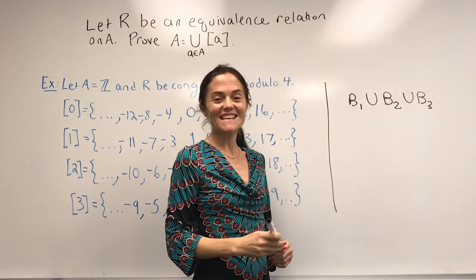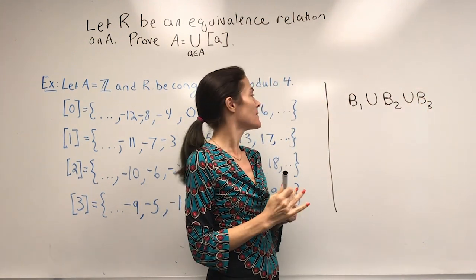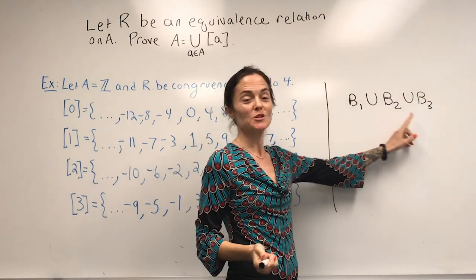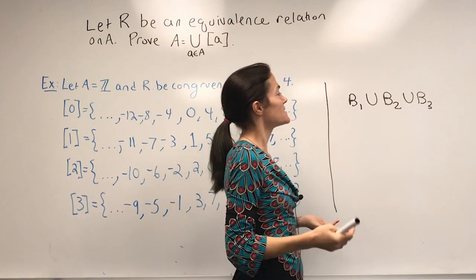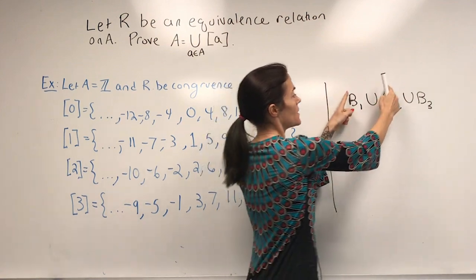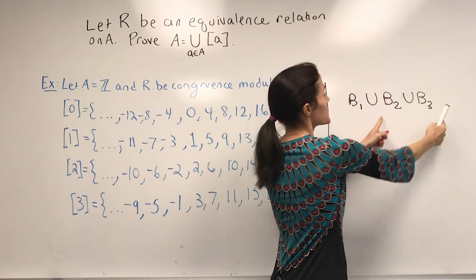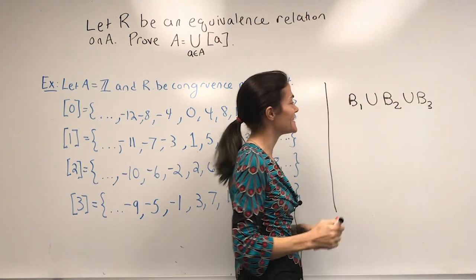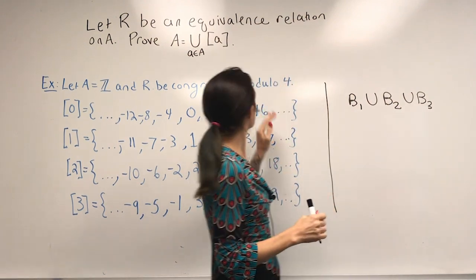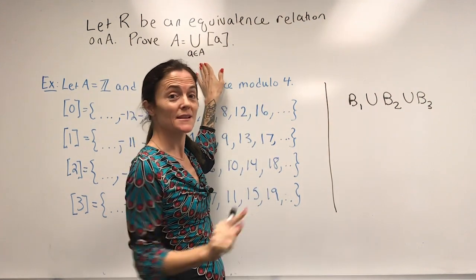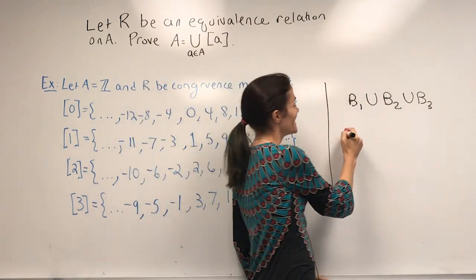Okay, this consists of every possible element that is either in B1 or B2 or B3, and I don't need parentheses at all, because if you put parentheses here or you put parentheses here, it'd be the exact same set. Okay, well, I could write this using this union, this big U notation, like this.